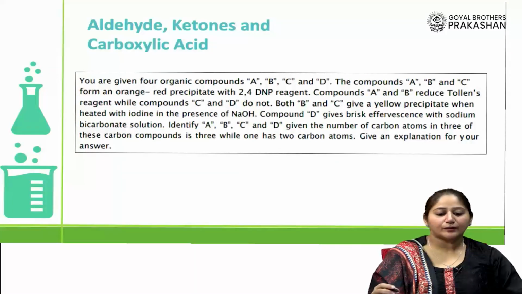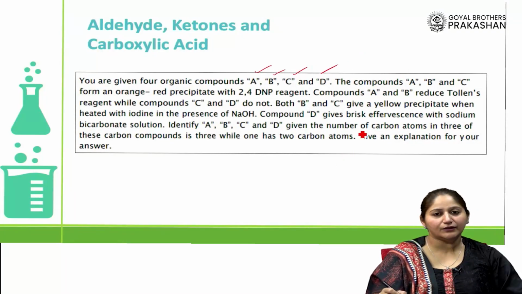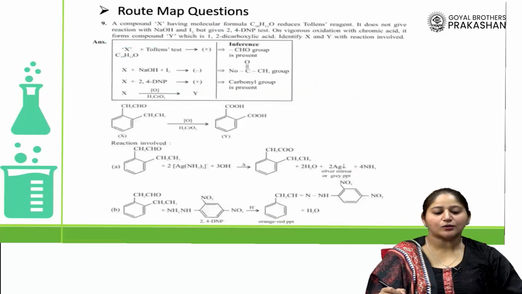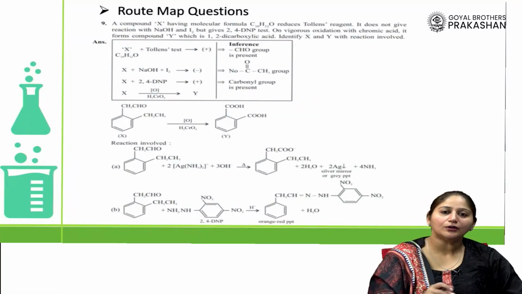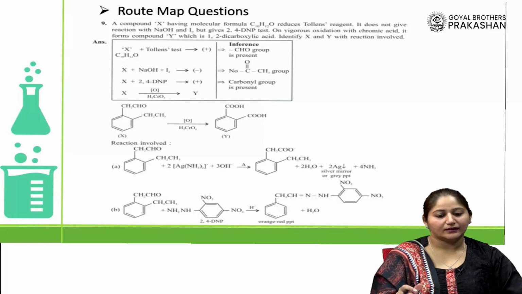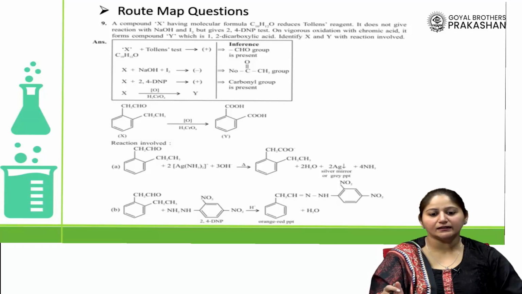Then from aldehyde ketone, this is a route map question where you have to identify A, B, C, D from the given route. Such route map questions are very popular, and children, you should know how to write the answer, the format of the answer, which is given here on the screen.